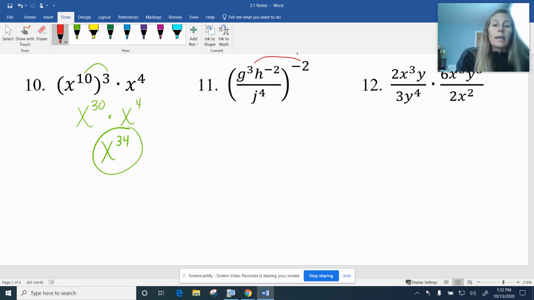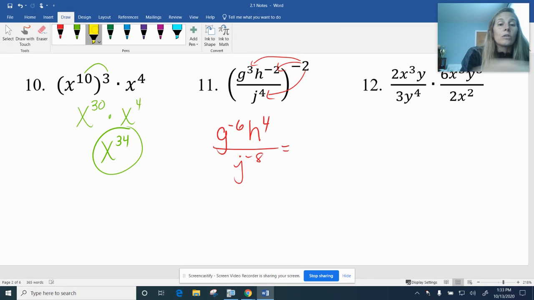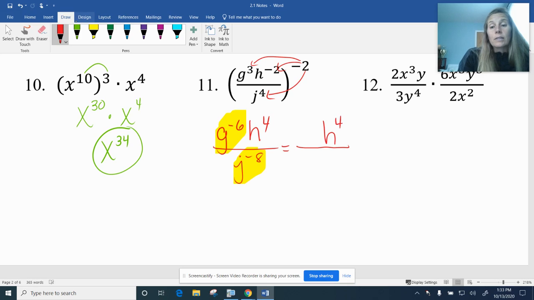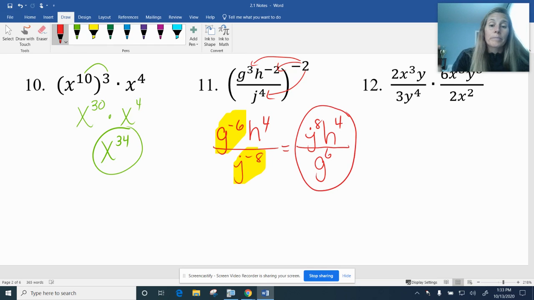Okay, next one, this -2 has to be brought to each of my terms, and then those exponents are going to get multiplied. So 3 times -2 is -6. -2 times -2 is +4. And then on the bottom, 4 times -2 is -8. Now, of course, the two negative exponent terms have to be moved to the opposite side, but the h gets to stay where it is. So the j goes to the top, so the 8 becomes positive. The g goes to the bottom, so the 6 becomes positive. The h stays where it is.